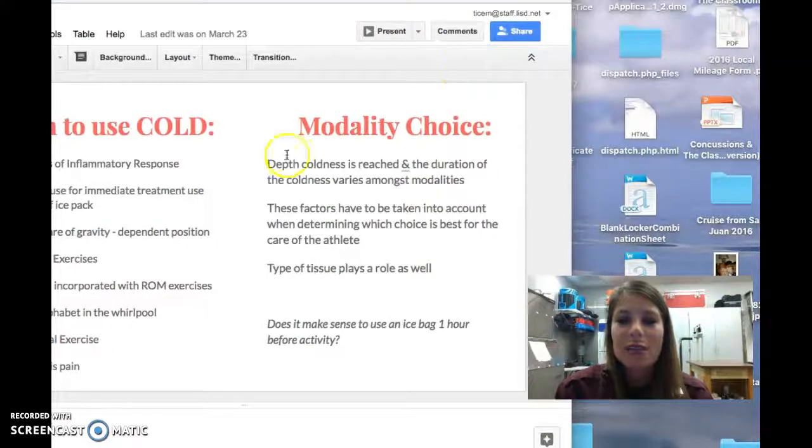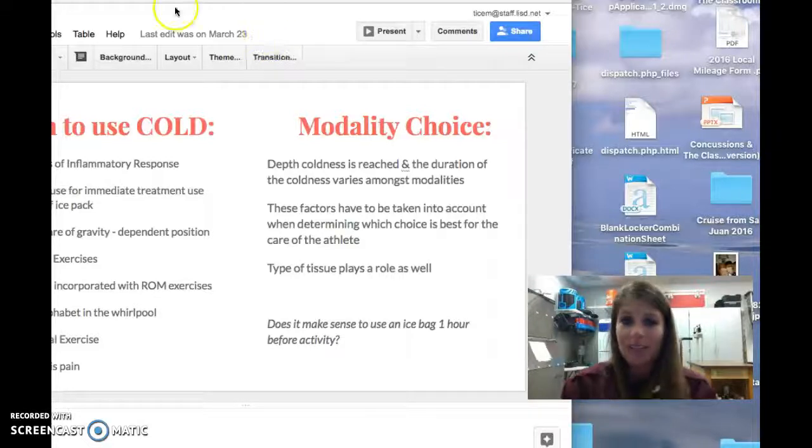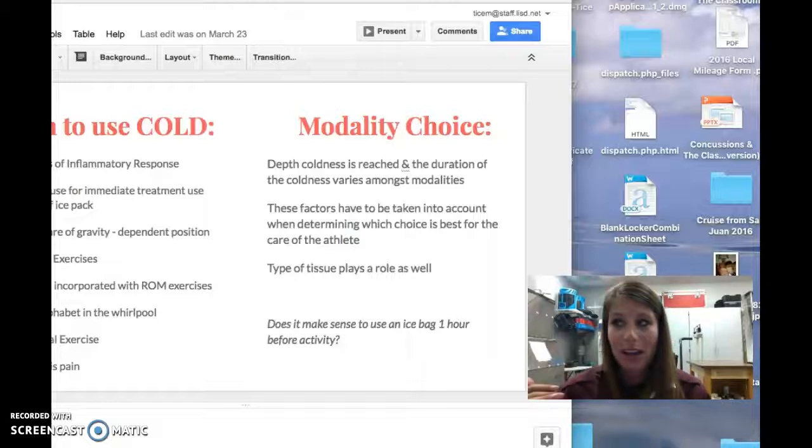So just as a rule of thumb, how we're going to decide what modality to choose from, obviously there's things that play a role like what you have available, but when you're deciding between A and B, a couple of things to remember. How deep does that modality reach? Is it considered a more superficial modality, or can those effects of the cold reach lower? If you are trying to reach a tissue that is deeper in and you pick a superficial modality, are you having a benefit to that treatment? No. So you have to think about what you're actually trying to treat.